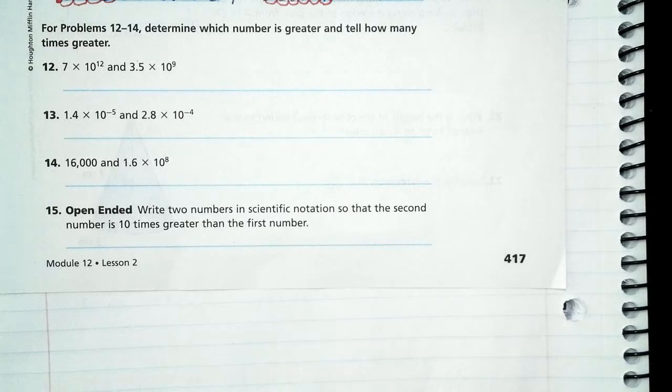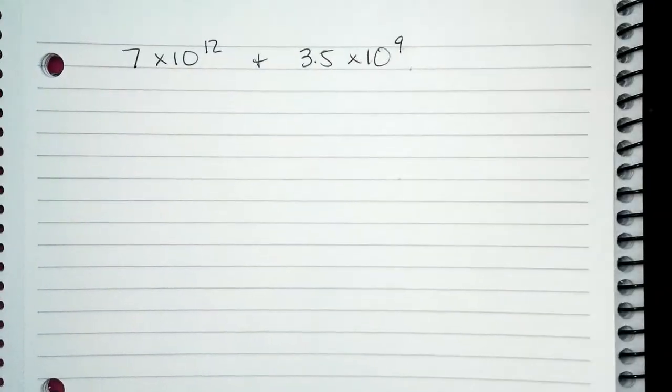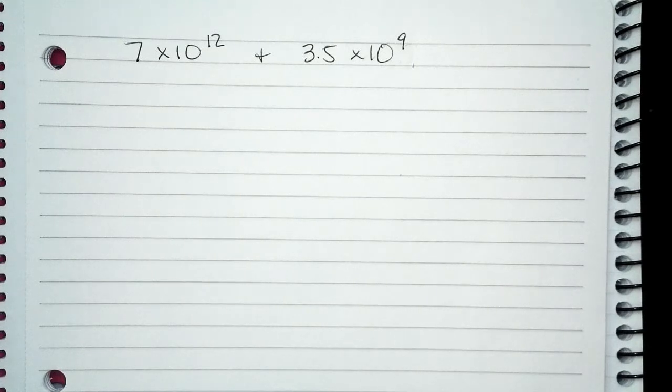We're going to work on these three questions here because there's not one like question number 15 on your assignment, and then there's one on the back that we'll do as well. So let's start with the first one, number 12. I'm going to work it out on a piece of paper here. It says 7 times 10 to the 12th power and 3.5 times 10 to the 9th power.